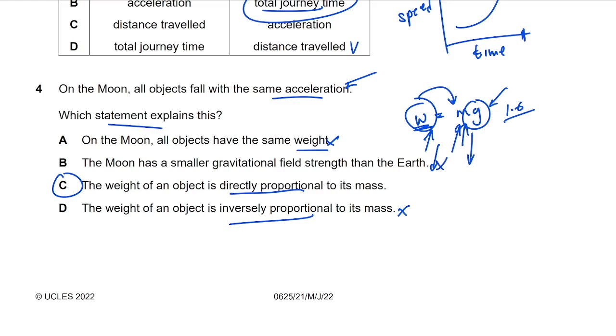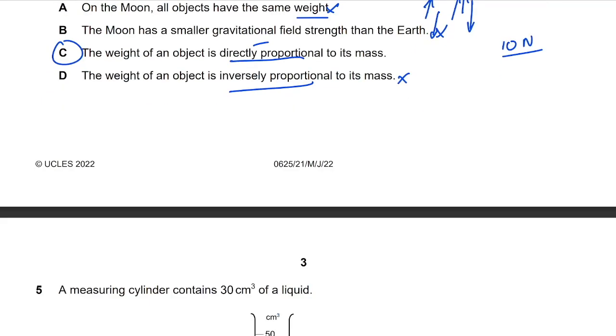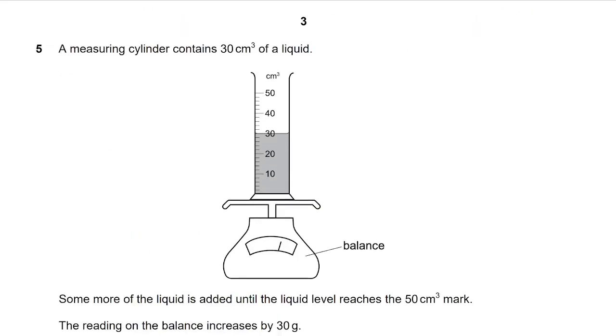The gravitational field strength on the Earth is 10 Newton per kilogram, while on the moon it is 1.6 Newton per kilogram. Right, so the answer would be C for number 4. Move on to the next question.